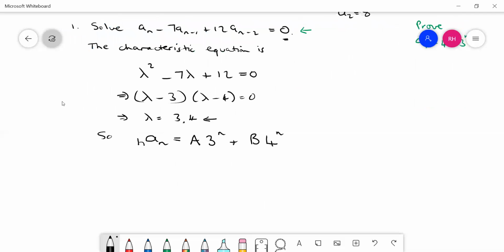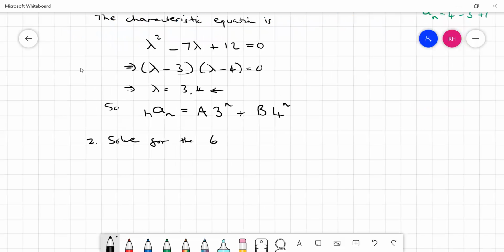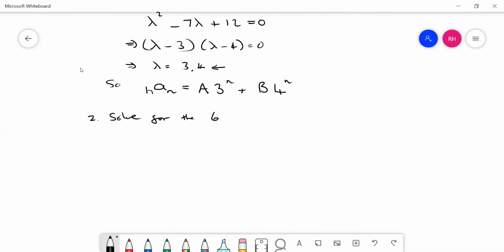Okay, what's the second part? Now we have to solve for the 6. Remember, back here we have this 6. So I solve for the 6 to give what we'll call a particular solution, which we'll label P for particular.